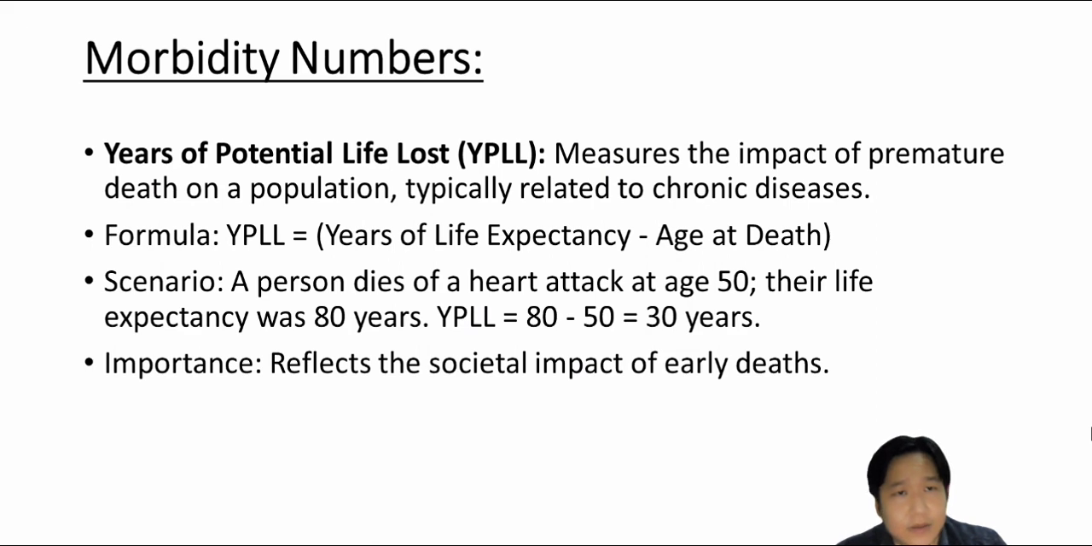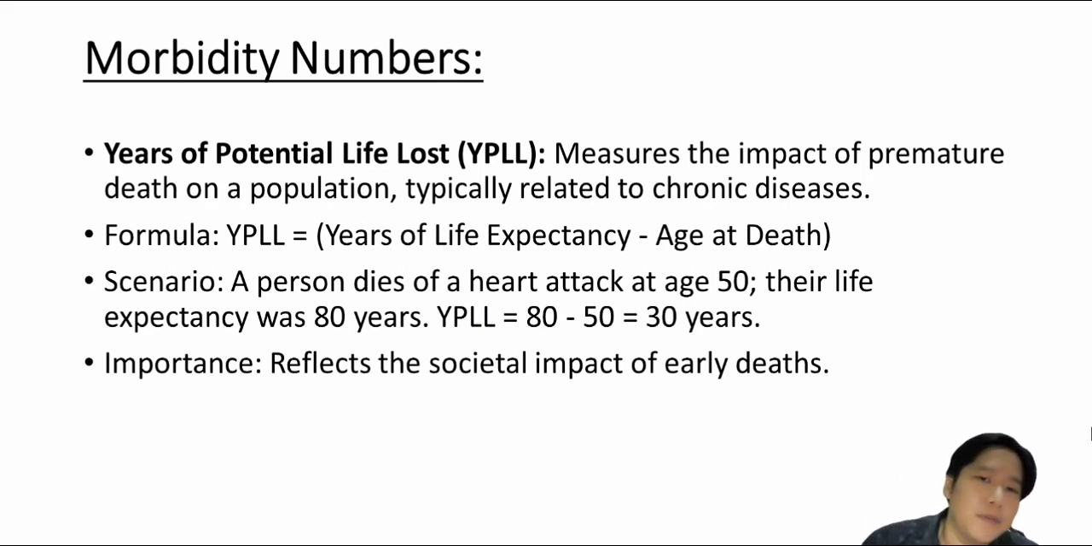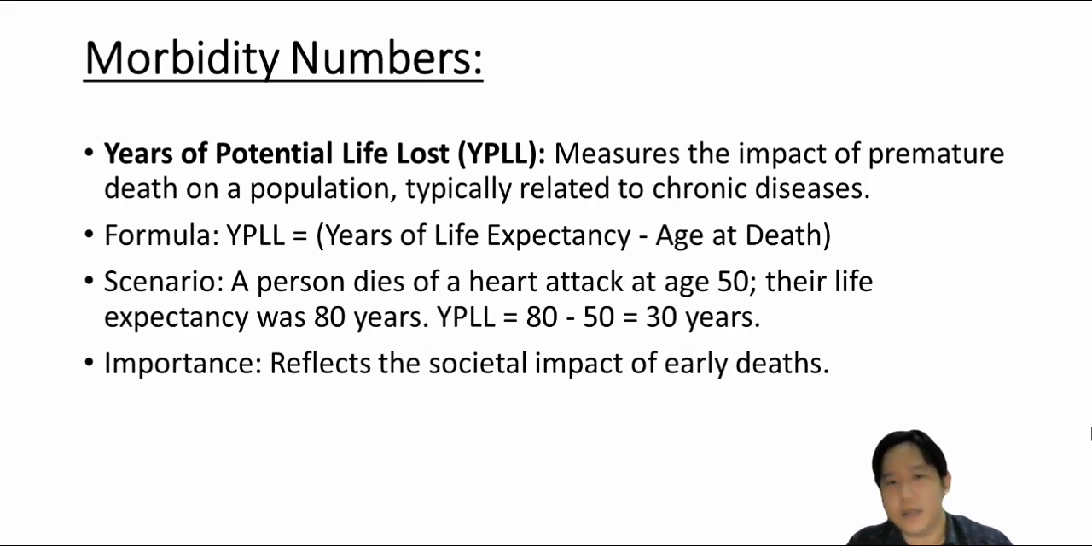This is talking about deaths, but we group it in the morbidity numbers to give an idea about the impact of premature death on the population. The formula is years of life expectancy minus age at death. The scenario: if a person dies of a heart attack at age 50, their life expectancy was 80 years. How do we calculate the years of potential life loss? Simply, we subtract the 50 from the 80, and we find 30 years. What's the importance? It reflects the societal impact of early deaths.